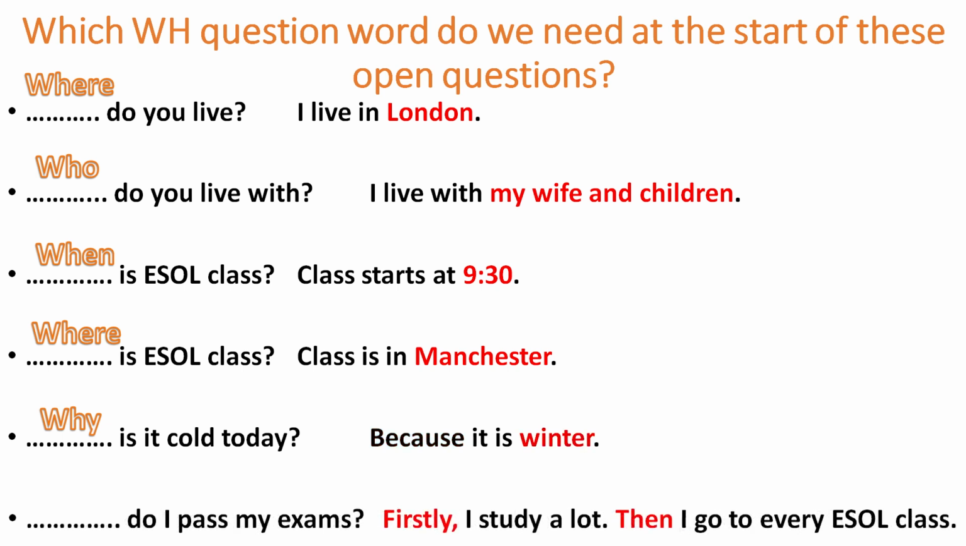"How do I pass my exams?" "Firstly, I study a lot. Then I go to every ESOL class." The words firstly and then show that we have step-by-step instructions or a method. So we need the WH question word that means method, which is how. So the correct answer is, how do I pass my exams?